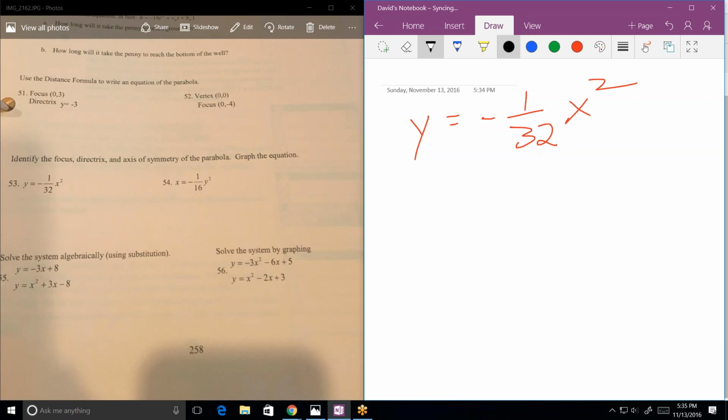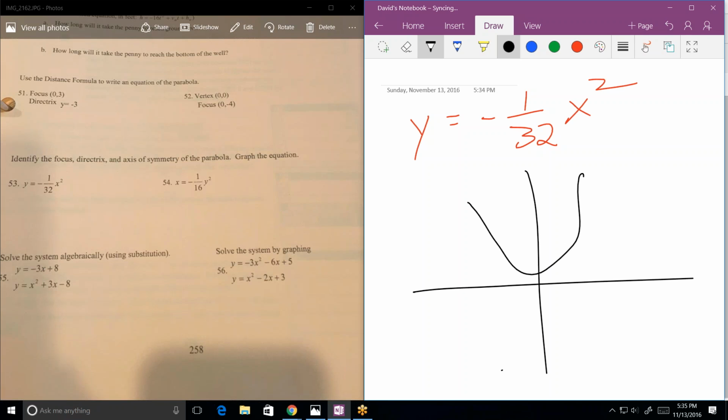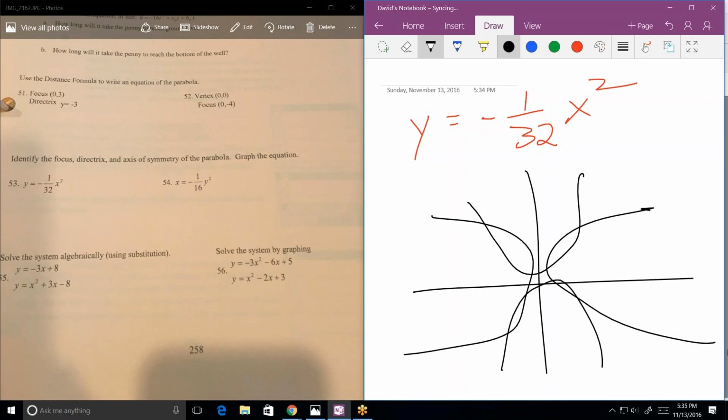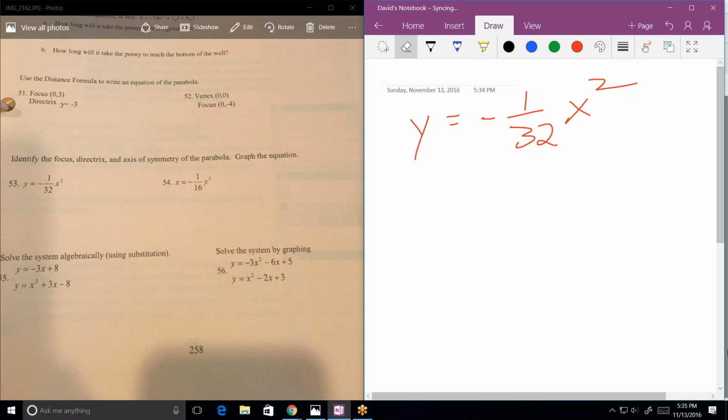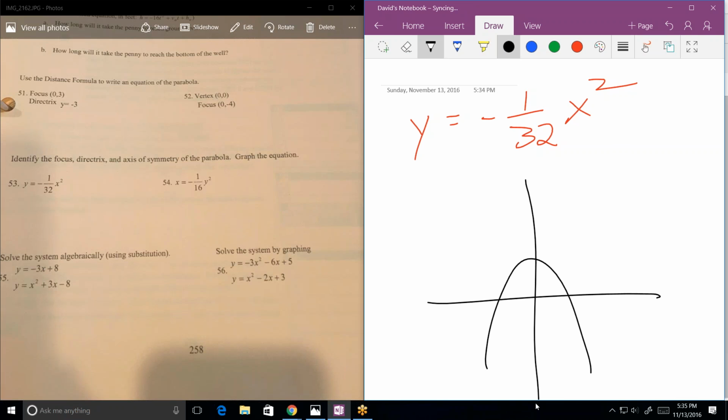What kind of parabola is that? You have four different kinds of parabolas. You have the ones that open up, the ones that open down, the horizontal ones that open to the right, and the horizontal ones that open to the left. This one would open up or open down. So this one is going to be like that. Where's the vertex?